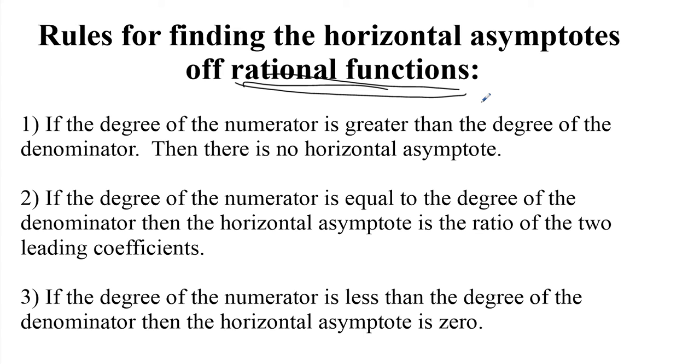The second rule says that if the degree of the numerator is equal to the degree of the denominator, then the horizontal asymptote is the ratio of the two leading coefficients. And then finally, if the degree of the numerator is less than the degree of the denominator, then the horizontal asymptote is 0. Again, these are just review rules that we did state in pre-calculus, so they should come back to you fairly quickly.